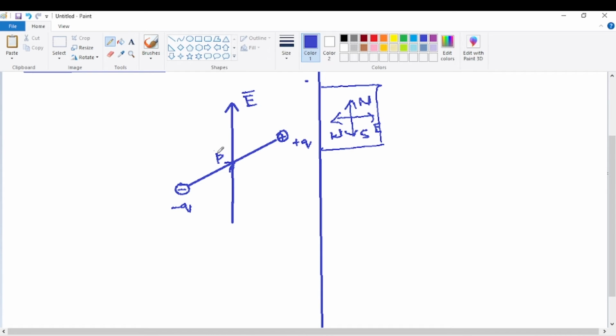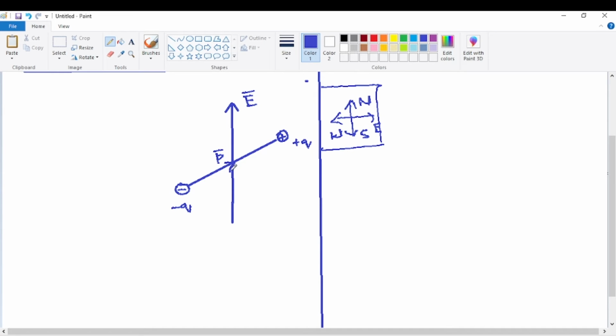So some textbooks use small p for the dipole moment, some textbooks use capital P. Any symbol can be used, so it doesn't matter. Now the important thing is this dipole is placed not exactly in the direction of the electric field or exactly perpendicular to the electric field, but in an inclined manner, making an angle of inclination theta.